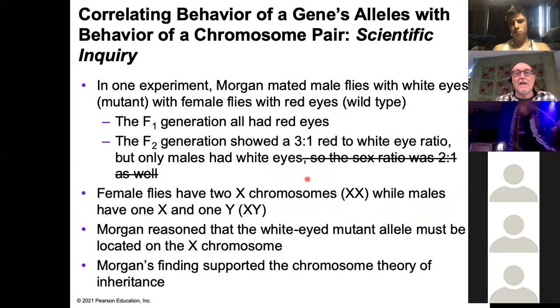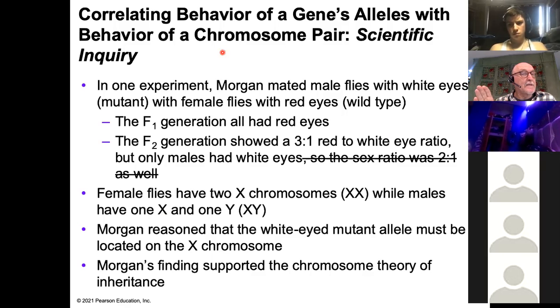He looked at the pattern of inheritance. So for example, he mated males with white eyes with females with red eyes. And that F1 generation, they all had red eyes. So what does that tell you about the red character?